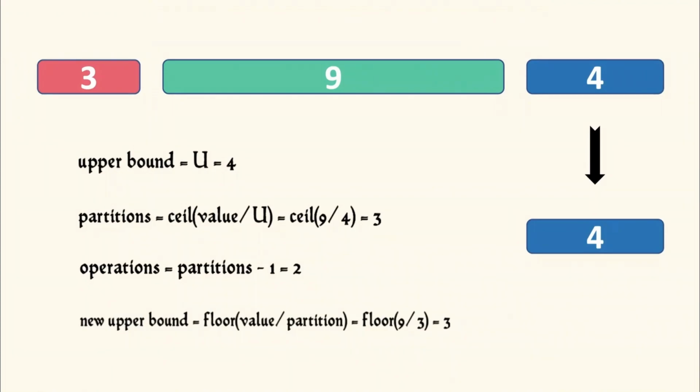So one thing here you need to observe is that your new upper bound should be the floor of the value divided by the number of partitions. In this way you will get the equitable distribution of values among the partitions. So this is the approach to solve this problem, to get a sorted array from the current array of values. Now let's see how to solve this problem using Python.